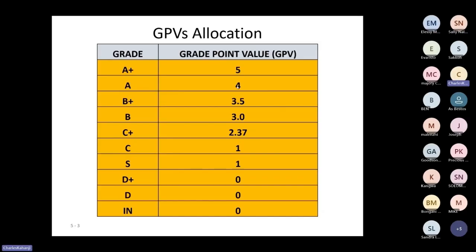An A has got a GPV of 4. An A plus has got a GPV of 5. So the GPA that you are going to get is computed out of the total GPA of 5. So if you're an ideal A plus student, it means you're going to get a GPA of 5.